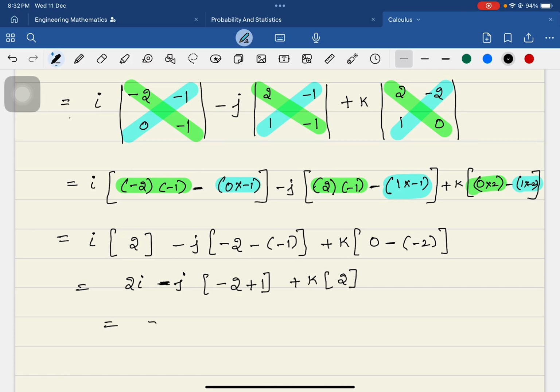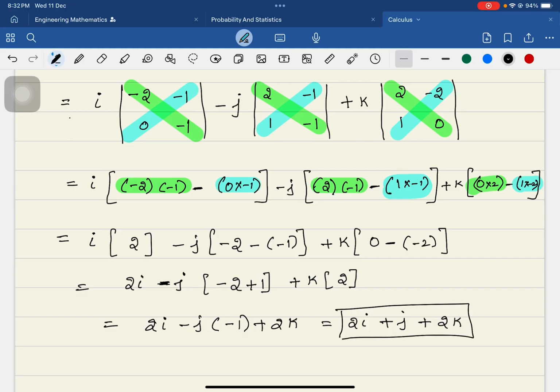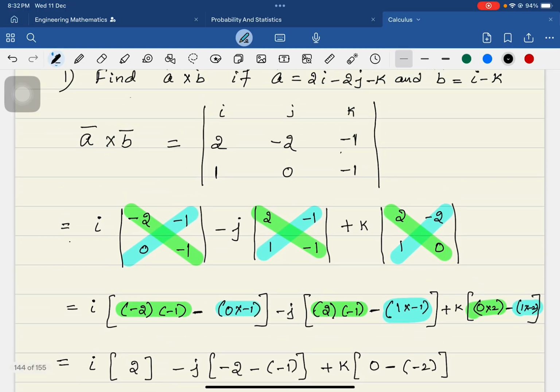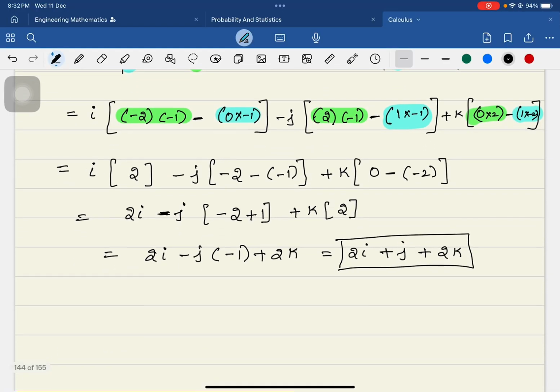So that gives you 2i minus j times minus 1 plus 2k. So that is 2i plus j plus 2k. So this is the cross product of the two vectors A and B. I hope you are able to understand. So this is the cross product of A and B.